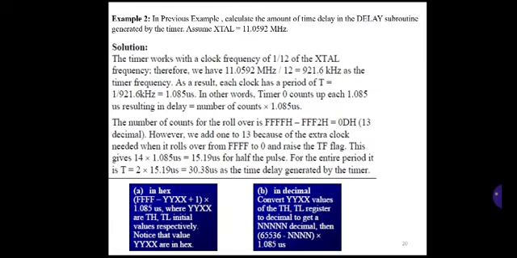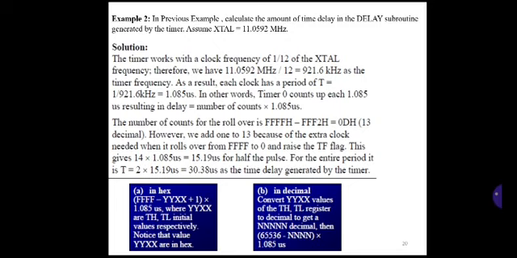So we'll see example number 2. In the previous example, we did not know what the time delay of the delay program was. So in this example, we are going to calculate the amount of time delay in the delay subroutine generated by the timer. Assume the crystal oscillator frequency as 11.0592 megahertz. Even if it is not given, you have to assume the crystal oscillator frequency as 11.0592 megahertz.